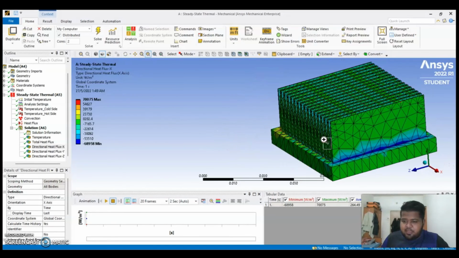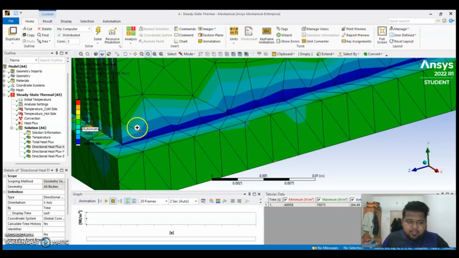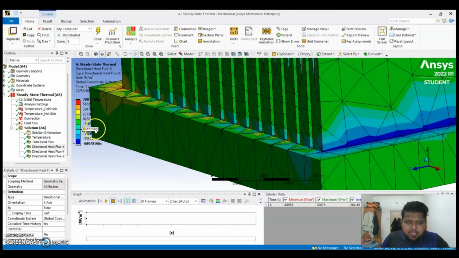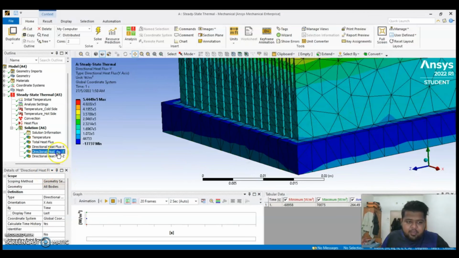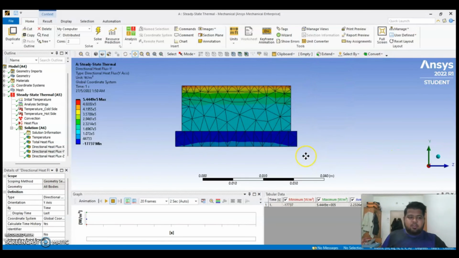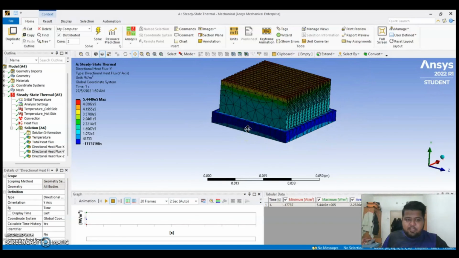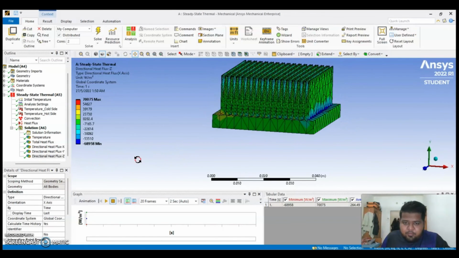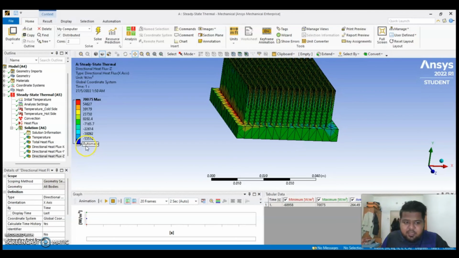This can also be noticed on the other side, where there is a wide range of heat flux, which is at 8,282 up to 68,958. Now let us look at the Y direction of heat flux. It shows the minimal heat flux at the bottom, and towards the top it has a maximum value of 5.449. And the heat flux at Z shows a minimum value of negative 68958 to a maximum value of 70,075.